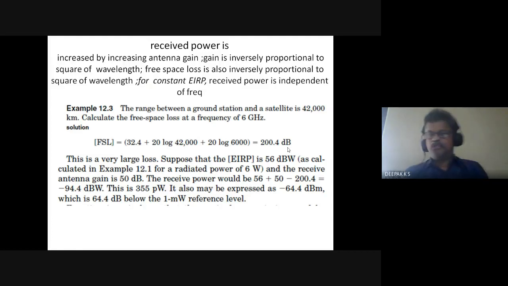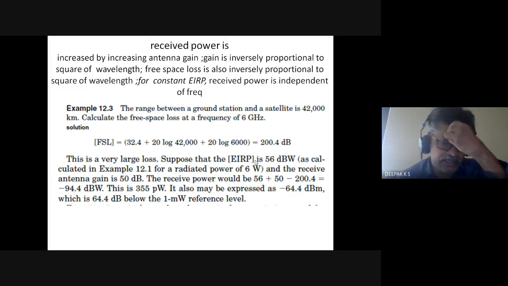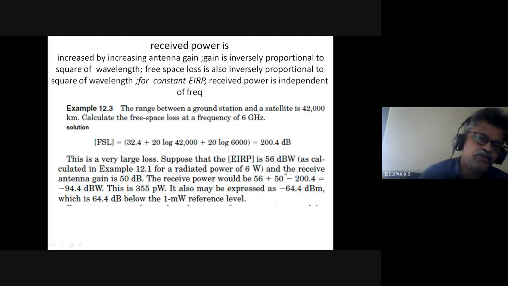So the loss is 200.4 dB. This is a very large loss. Now suppose effective isotropic radiated power is 56 dBW. In the last class, for the equation for effective isotropic radiated power, you added two values. One was in dBW and another was in dB.